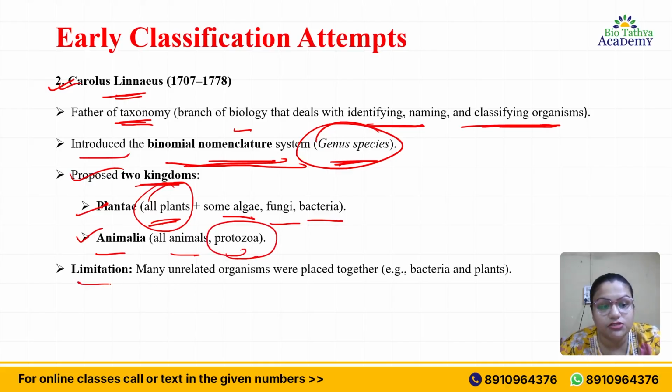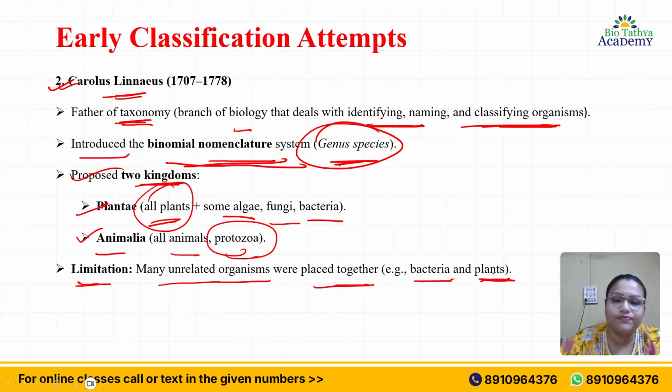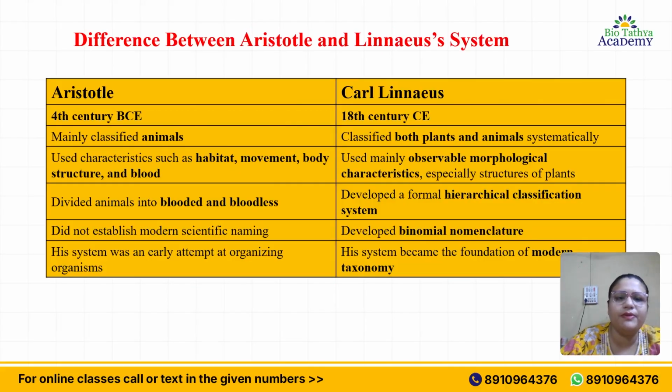But there was a limitation. What was the limitation? Many unrelated organisms were placed together. Example, bacteria and plants were placed under the same kingdom. Obviously bacteria and plants can't be placed under a single rooftop, because bacteria are prokaryotes and plants are eukaryotes. So they can't be placed together.